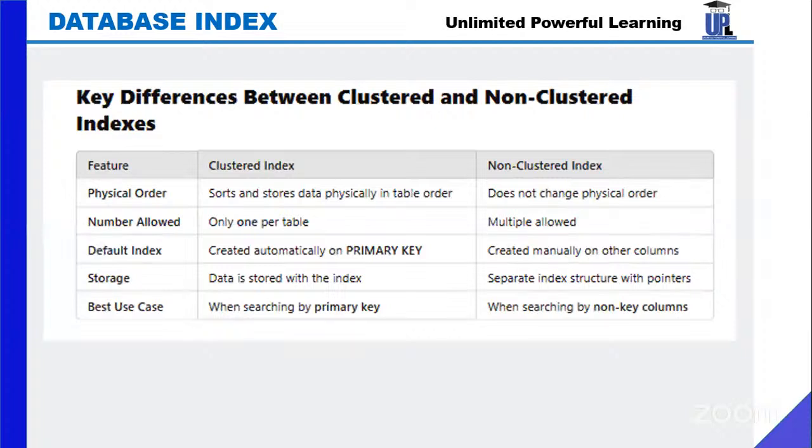So what are the different types I said? Finally, clustered index and non-clustered index. In general, on physical order, the clustered index sorts and stores the data physically in table order. But with the non-clustered index, there is no guarantee of the records' physical order because we just keep updating the indexes. Number allowed: only one clustered index per table.